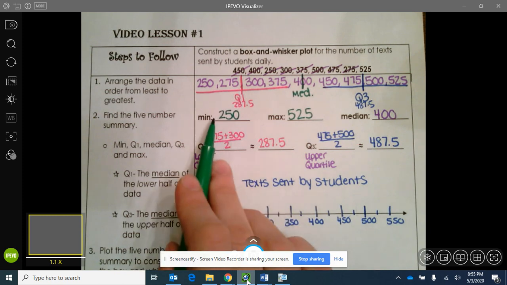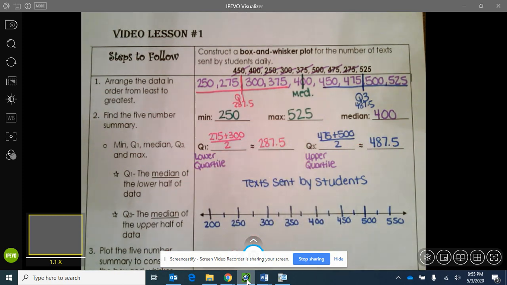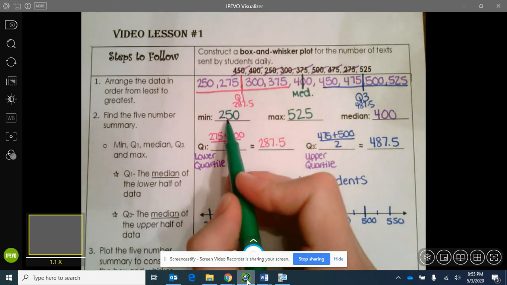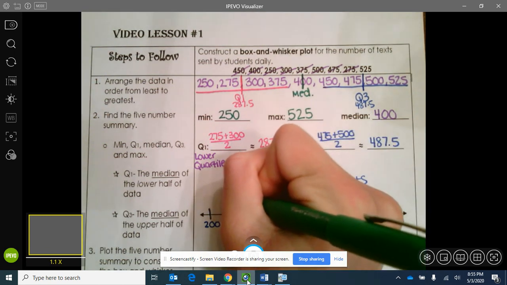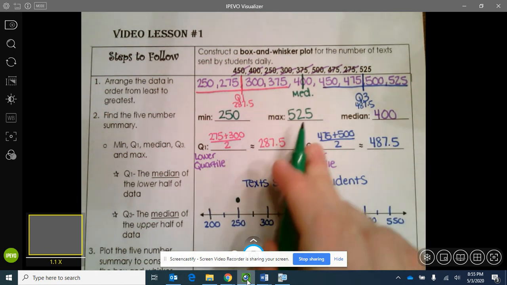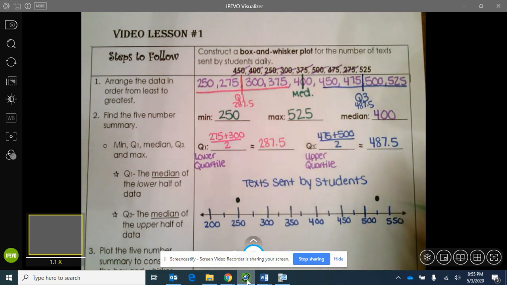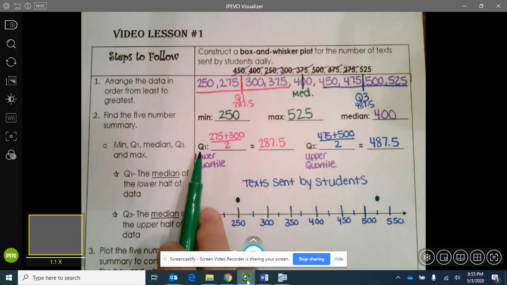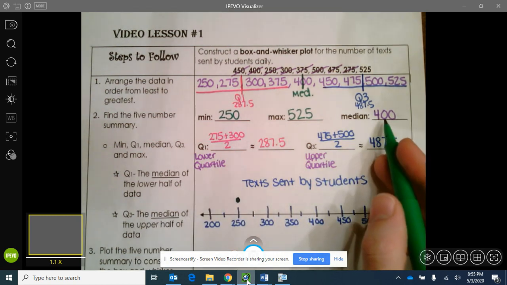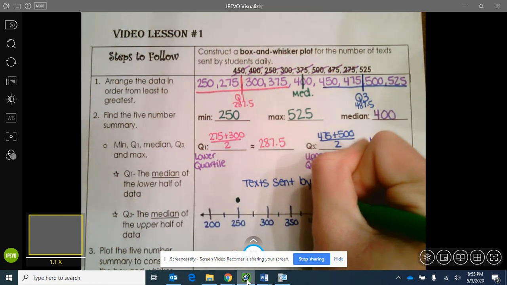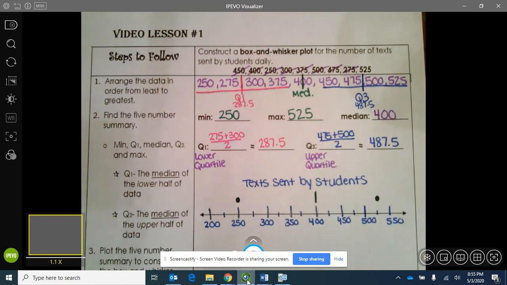Now for your minimum and your maximum, you're going to place dots at those data values. So my minimum is 250. I'm going to place a dot at 250. My maximum is 525, so I'm going to place a dot at 525. So this is where my whiskers are going to extend to. Now my 3 medians make up my box. So I have my median at 400. I'm going to make a line at 400.